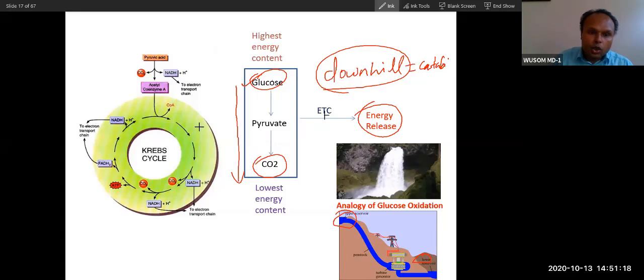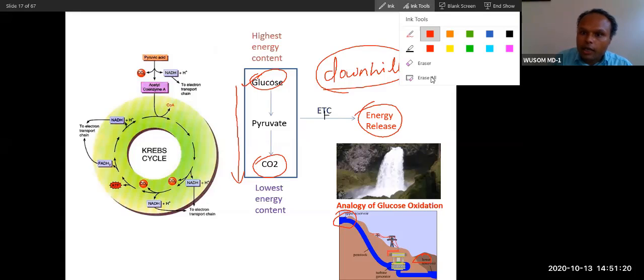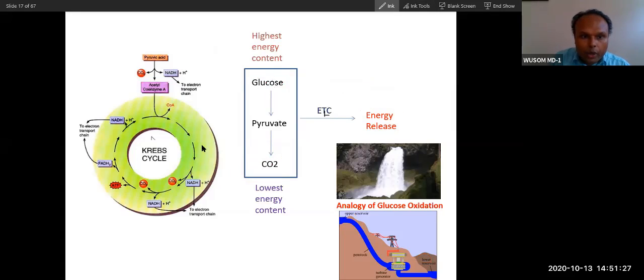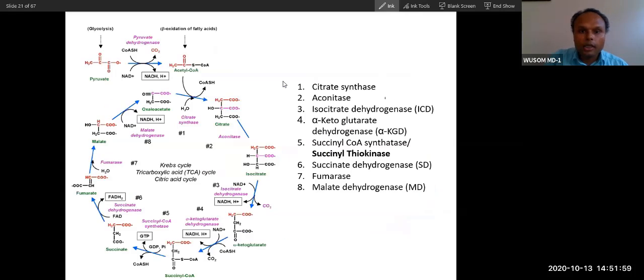So remember this: the Kreb cycle is not a downhill reaction cycle. When we talk about a cycle, there is an uphill reaction and a downhill reaction, and we will talk about that at the last. First let me talk about this Kreb cycle. At the last I will tell you which is the uphill reaction and which is the downhill reaction. All cycles are composed of uphill and downhill reactions. So let me first talk about the Kreb cycle.